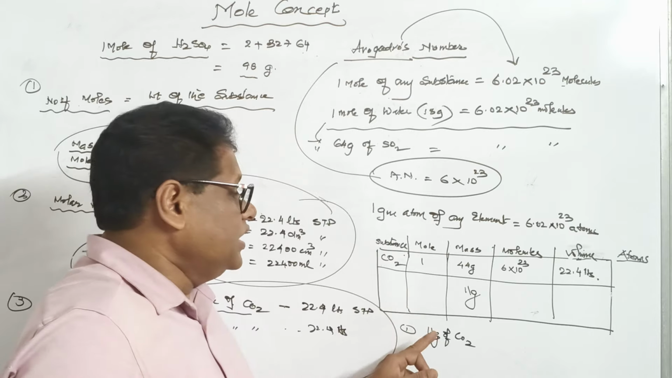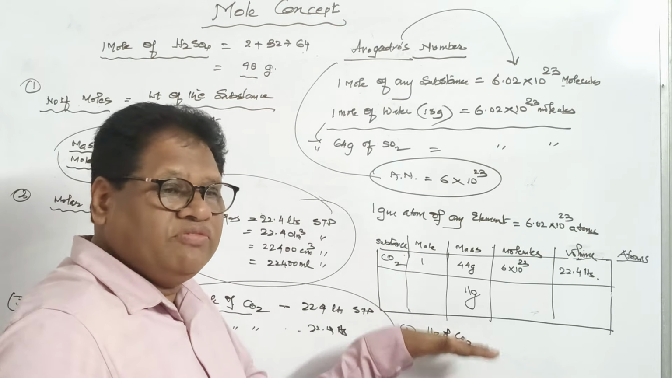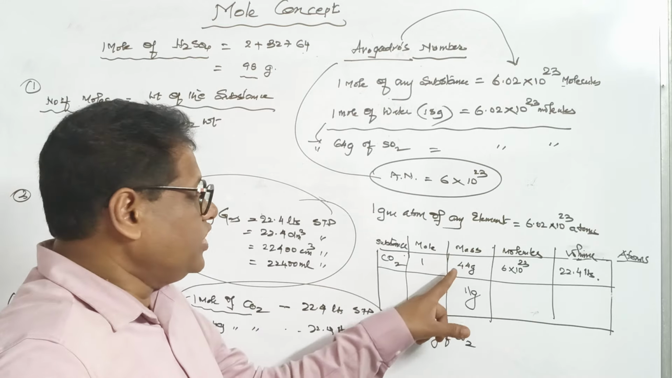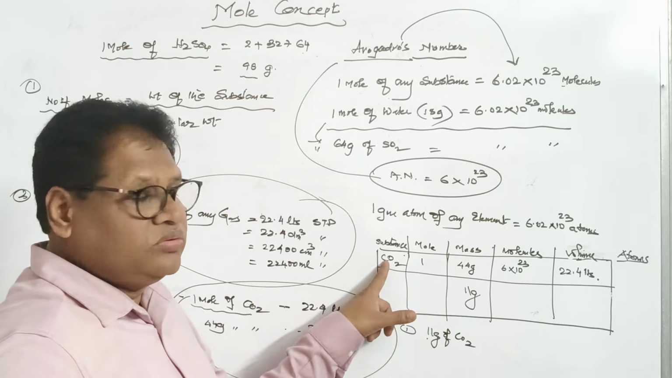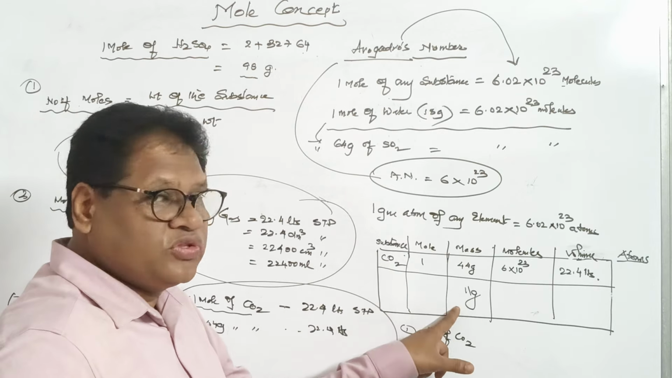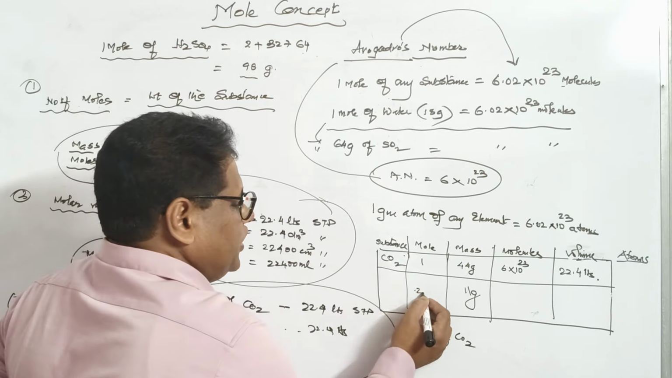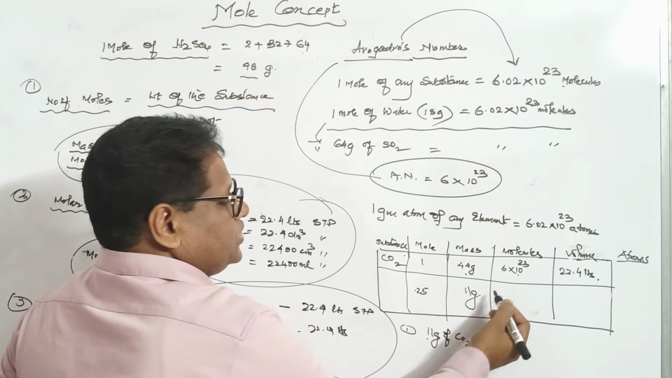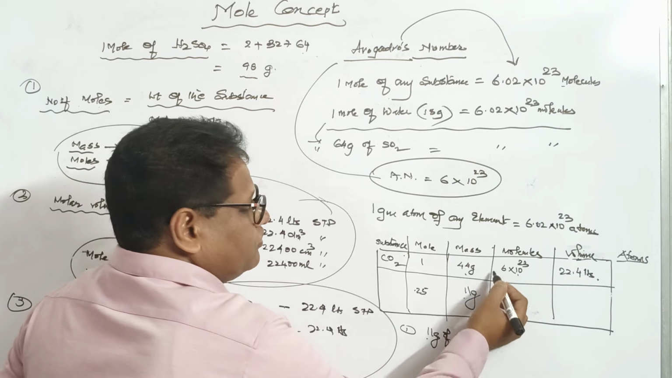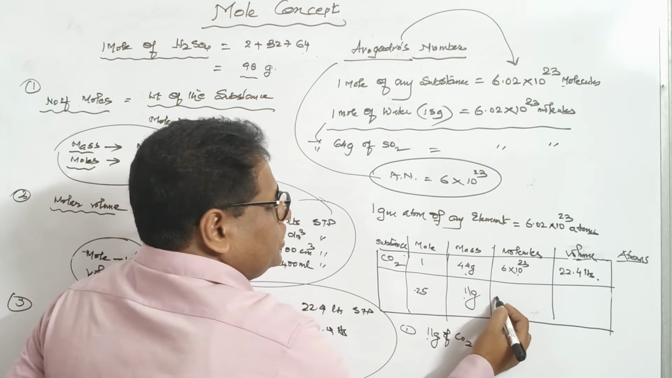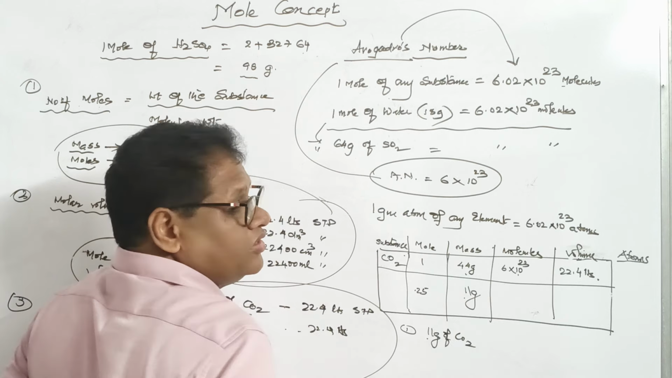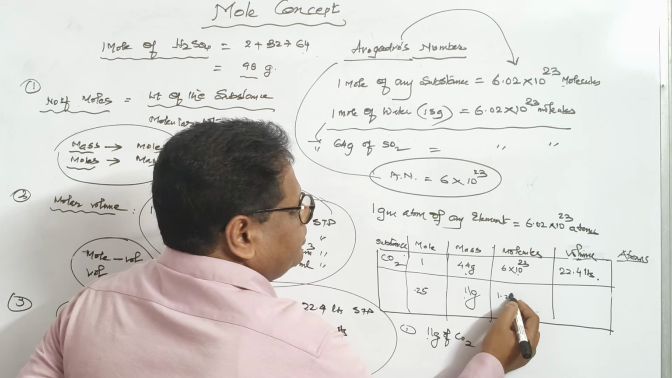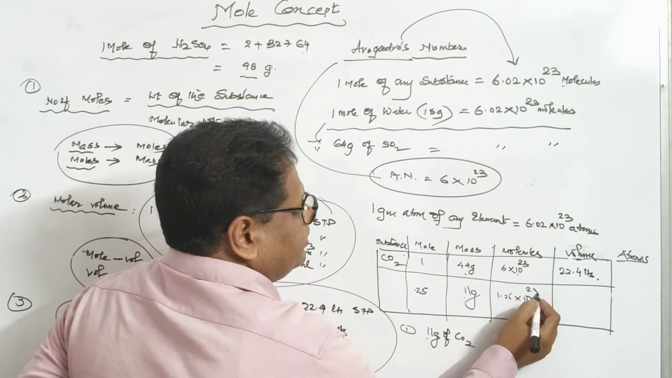Now what is the logic? This is based on direct variation. If the mass decreases, molecules, volume all decrease. So 44 grams contain 1 mole. So 11 grams, that is 1/4 of this, will contain 1/4 of this, that is 0.25. Again 44 grams contain these many molecules, so 11 grams will contain 1/4 of this. So 1/4 of this comes to approx 1.25 into 10 to the power 23.